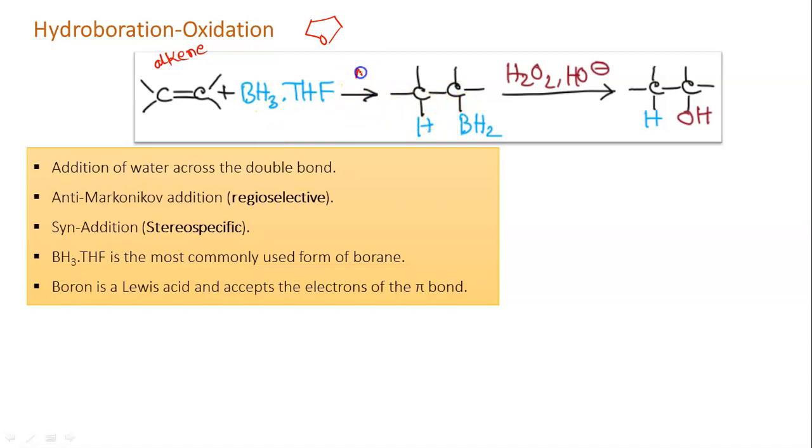So this is the first step, which is hydroboration, and the second step it is oxidation, that is we are using hydrogen peroxide in the presence of alkaline medium. So here the BH2 will be converted to OH. See, it is the net addition of water across the double bond. But here the important thing is, in normal acid catalyzed hydration, we have seen that it is the Markovnikov addition, but here it is anti-Markovnikov addition.